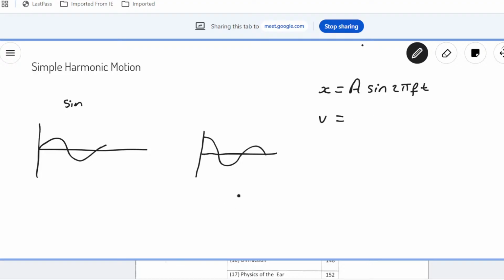Oh, by the way, let's use the case of a simple pendulum. It's the same situation as a swing. So if you're on a swing, it's going to oscillate back and forth about the equilibrium. So you have displacement, you have velocity, and you have acceleration.